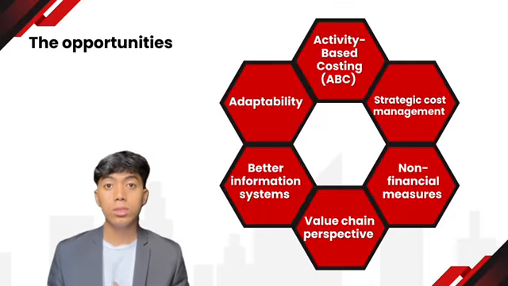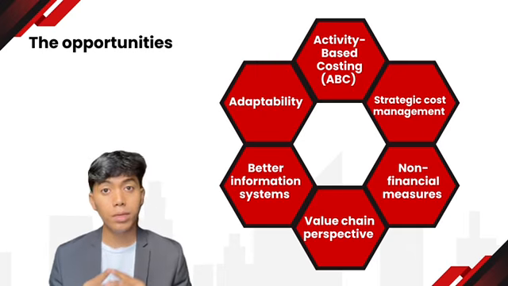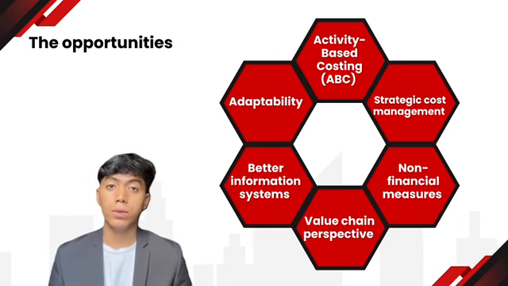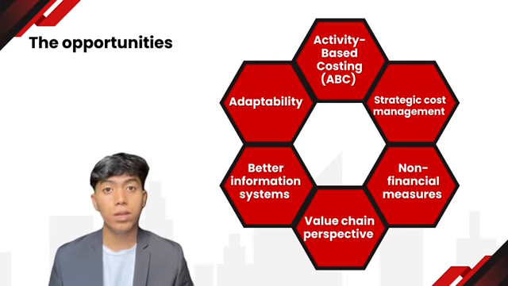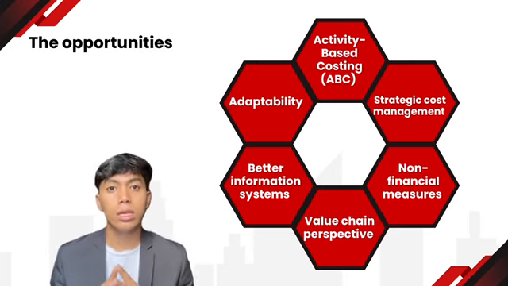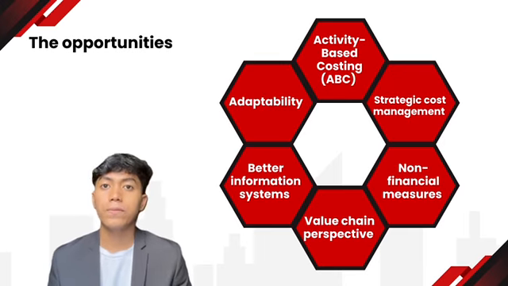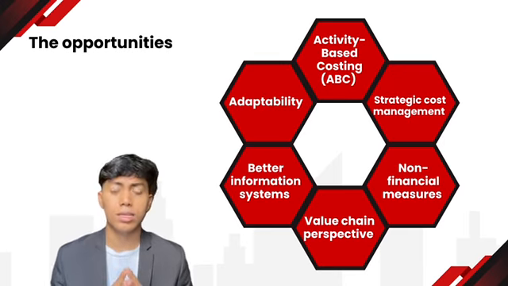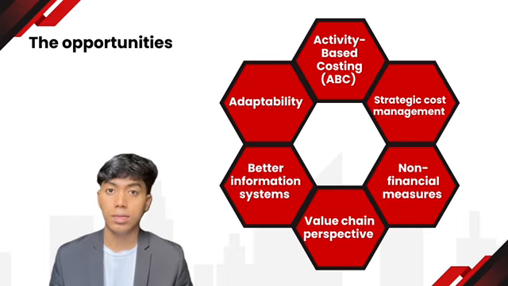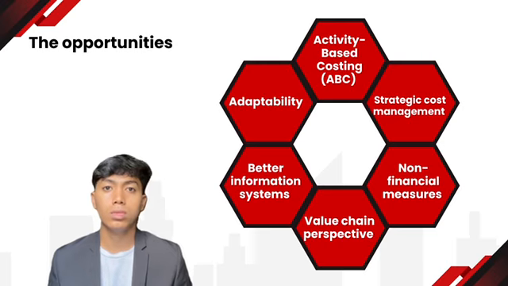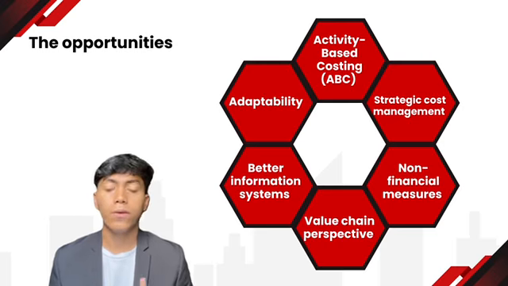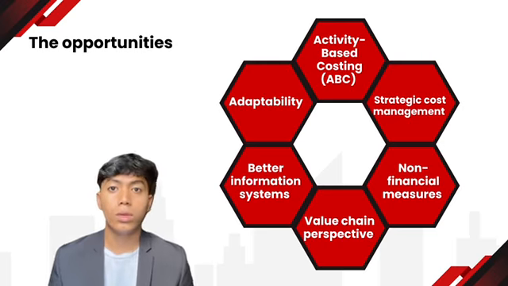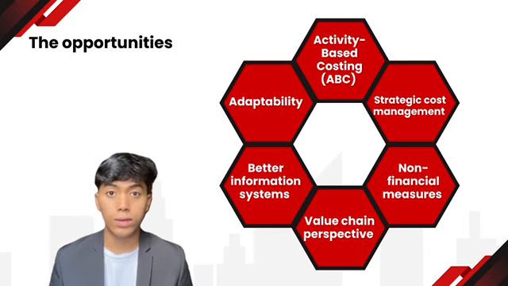Exactly. Johnson and Kaplan also saw opportunities to renew management accounting and make it relevant again. Here are some of the big ones. Firstly, activity-based costing. Instead of just spreading overhead, costs are traced to the activities that actually cause them. This gives a much clearer picture of which products and services are really profitable. Secondly, strategic cost management. Using cost information to support strategy, not just control spending. For example, using costs to decide whether to compete on price, quality, or innovation.